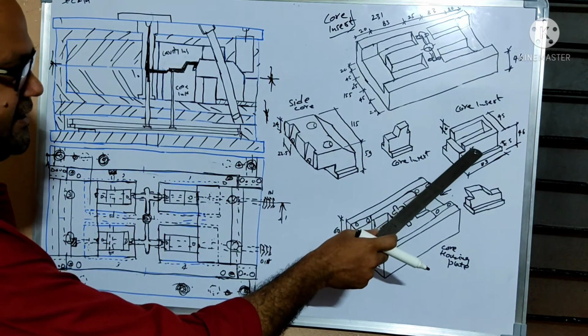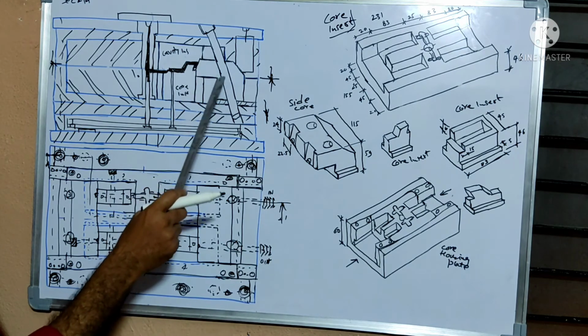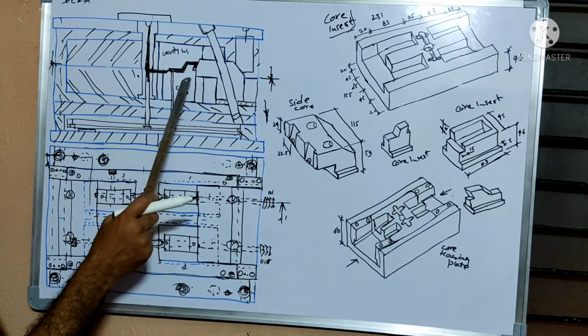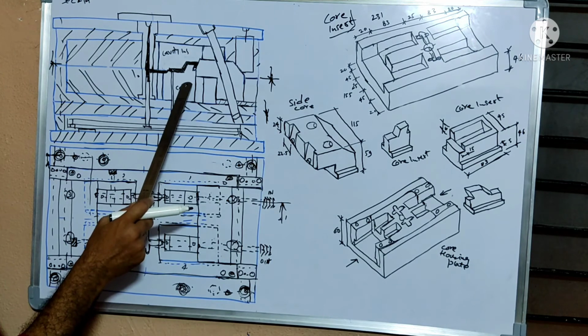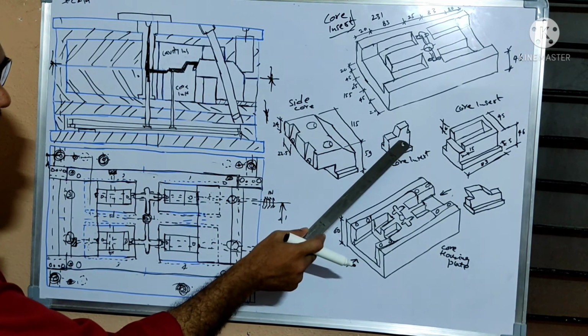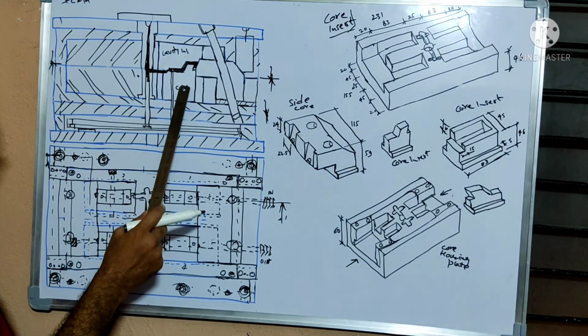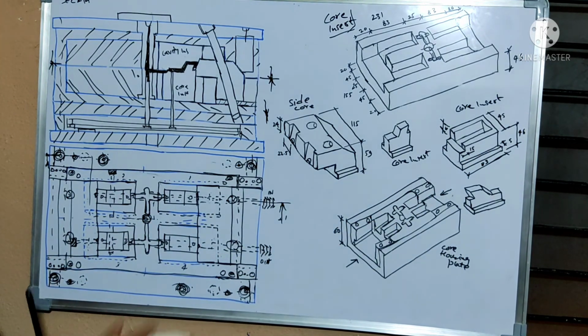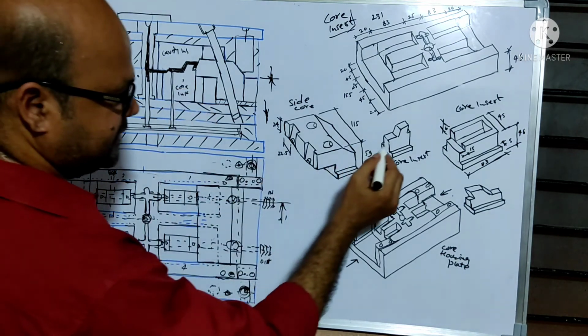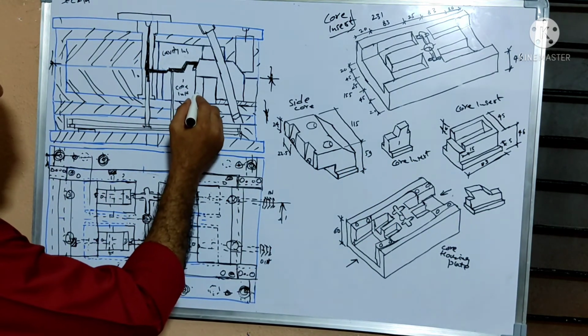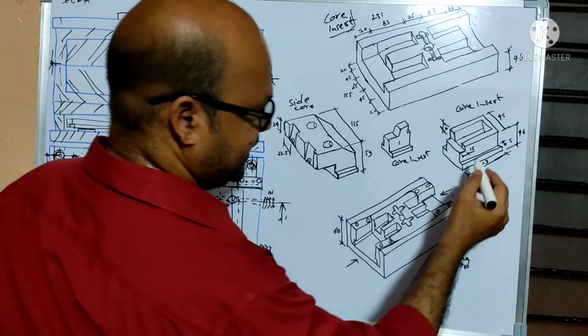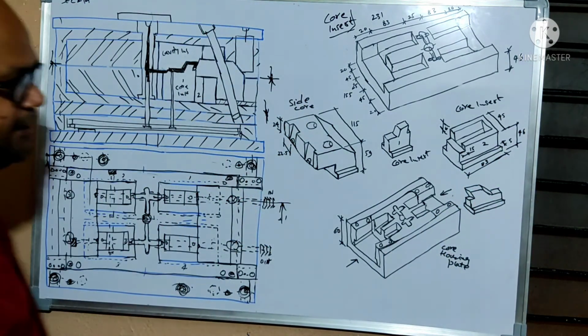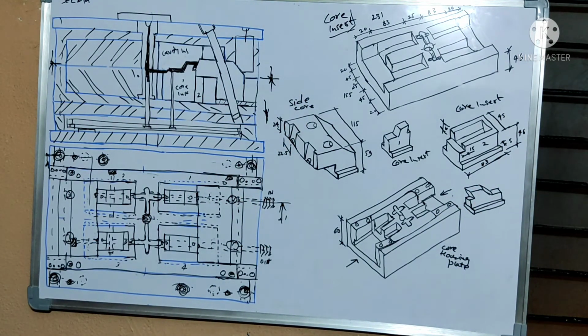This one is the details, this one is the side core details, this is the core insert. I will make it as 1, and you are making this one the 2 core insert. I am giving the number identification, and here the cavity insert. I didn't show the cavity insert.